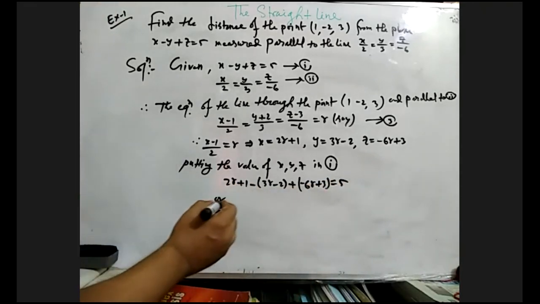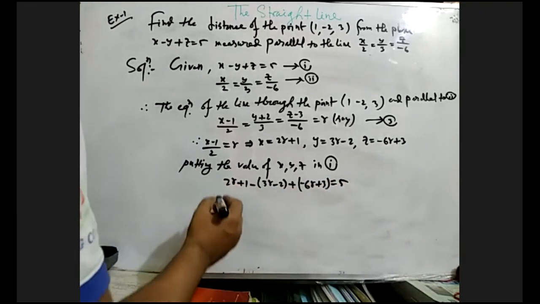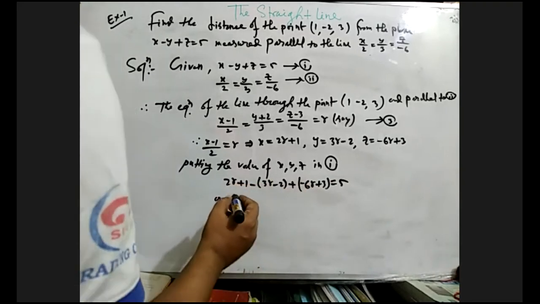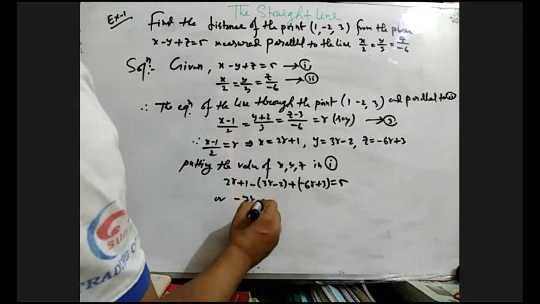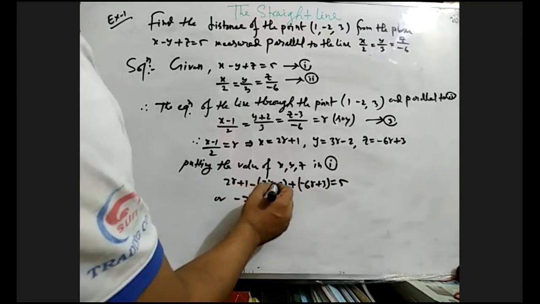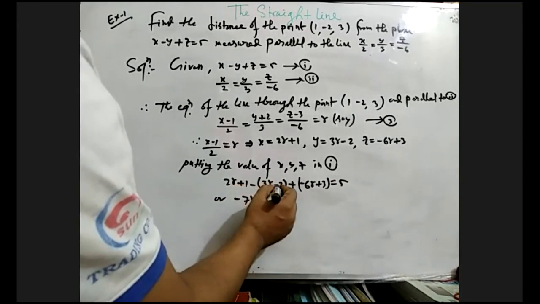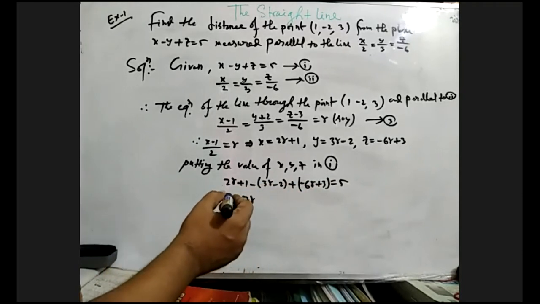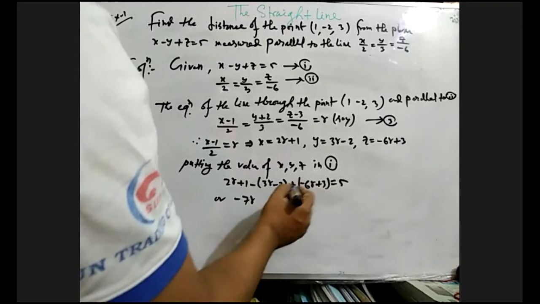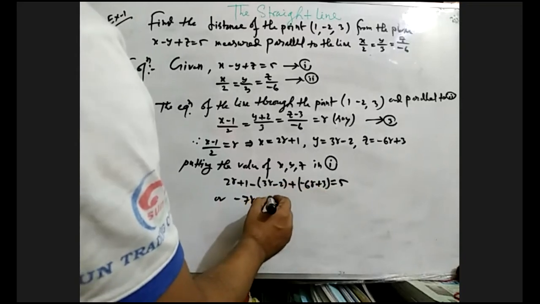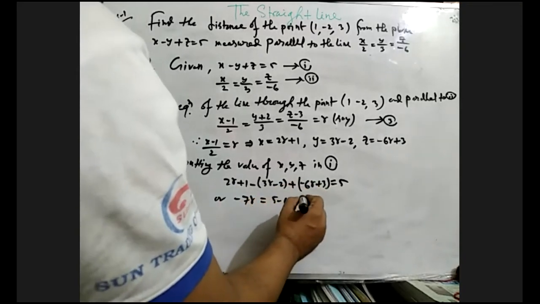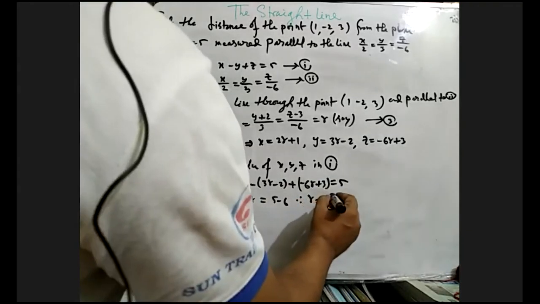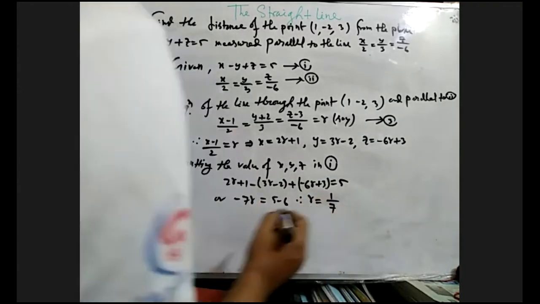So from this we can write twice R minus thrice R minus 6R, what will be? Minus 7R. Plus 1 plus 2 plus 3, so plus 6. So this equals 5 minus 6. Therefore, R equals 1 by 7, right?